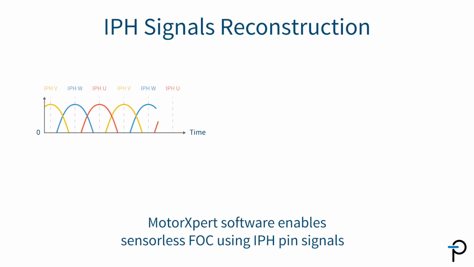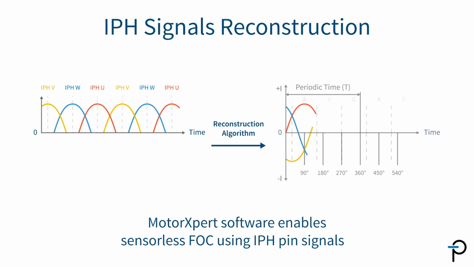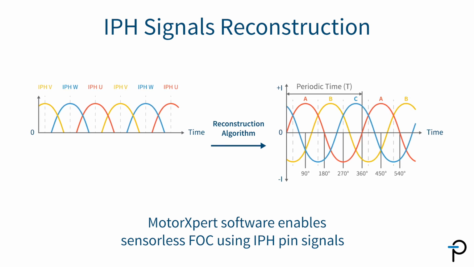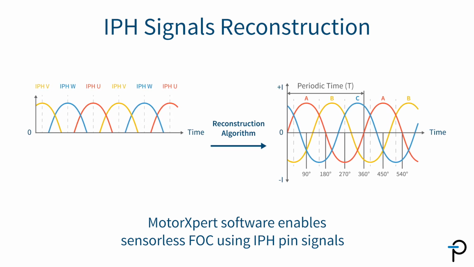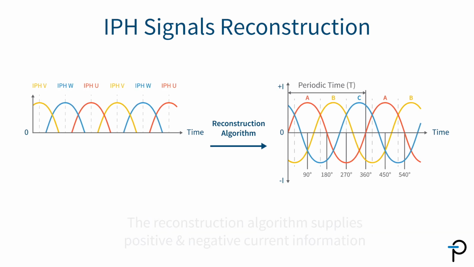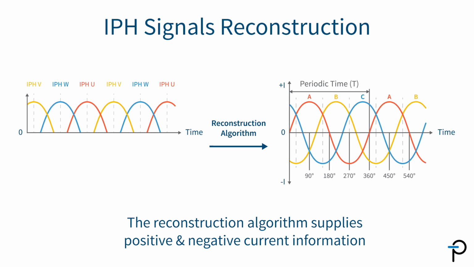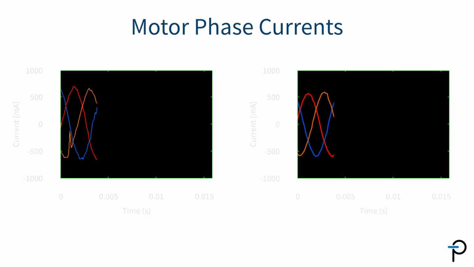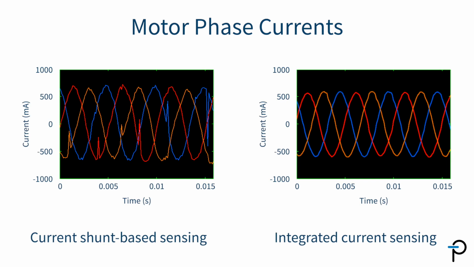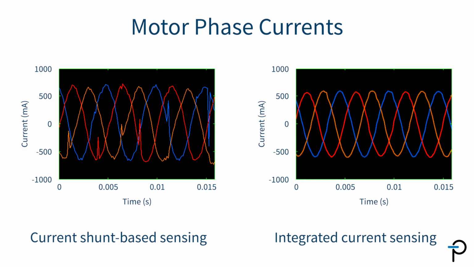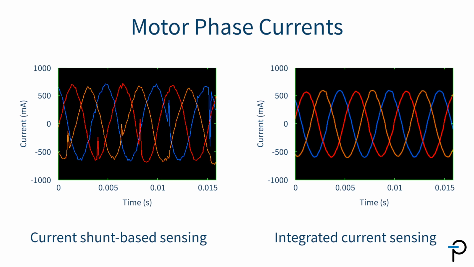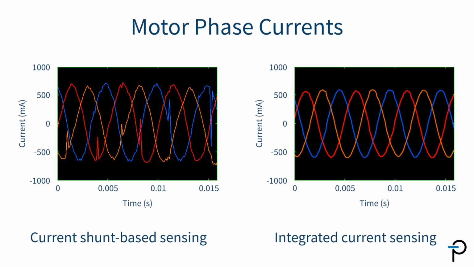Our Motor Expert software includes a reconstruction algorithm that allows you to implement sensorless field-oriented control using the IPH pin signals. The reconstruction algorithm provides both positive and negative current information. Now, here are a couple of observations regarding traditional shunt-based sensing and IPH-based sensing. Because the noise in the current sense signal is also amplified by the signal processing circuit, IPH-based current sense signal is less susceptible to noise.